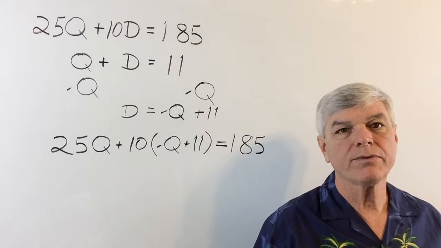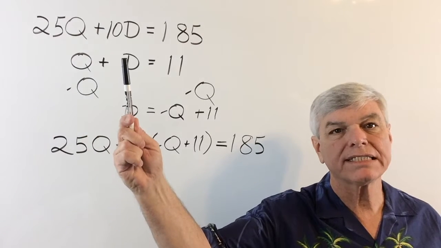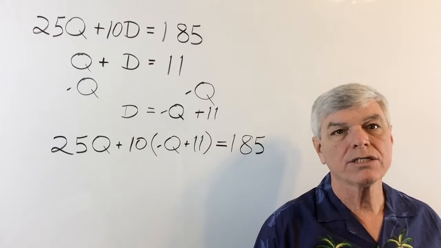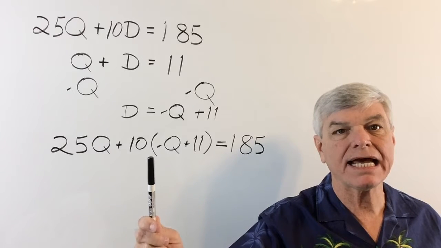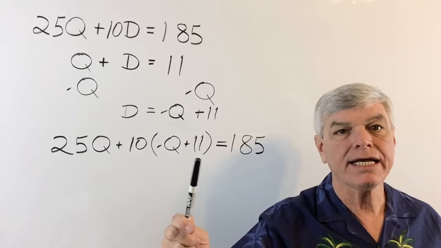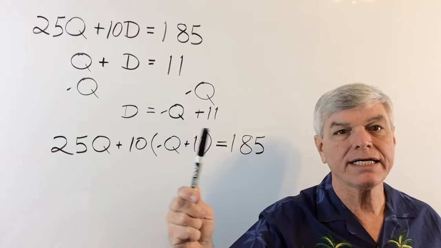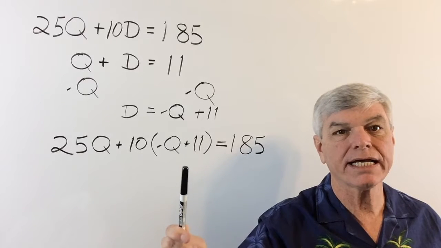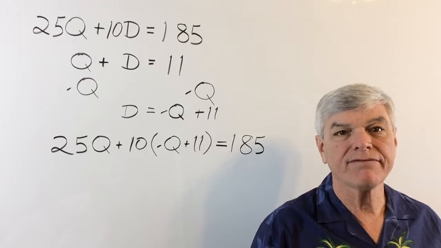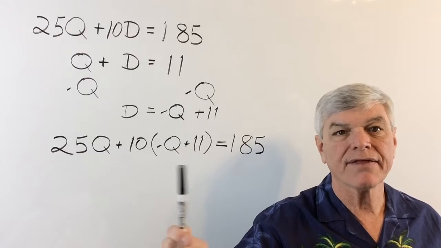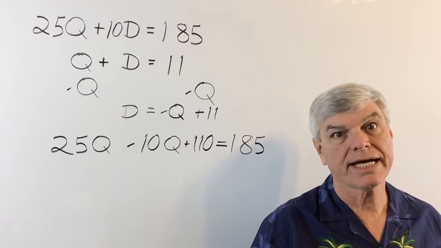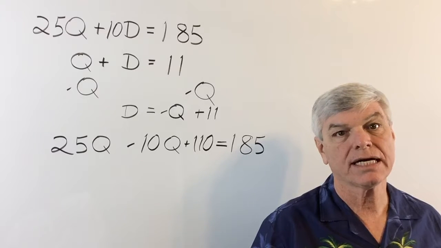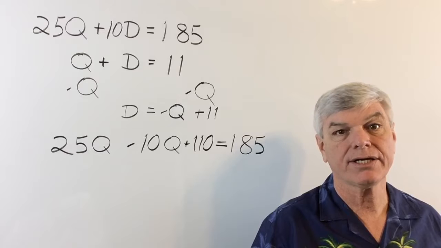Okay, in the first equation we had 25Q plus 10D equals 185. Here we have 25Q plus 10D, and we substituted in the value for D, equals 185. Now let's multiply this out, and watch your negative signs. There was a negative in front of that Q, so 10 times negative Q is going to be negative 10Q.